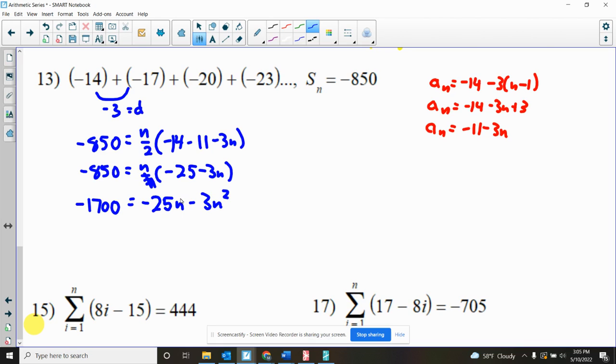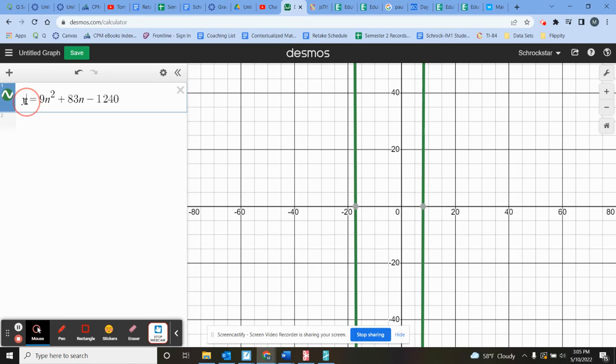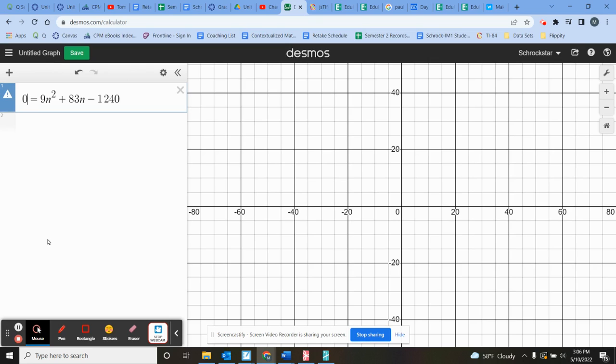Quadratic equation, want to solve it again. I'm going to use graphing again because the numbers are big and I don't have that kind of time. So I'm going to add things over to the left side just to keep my n squareds positive. So 3n squared plus 25n minus 1,700 equals 0. Now I told you before that I put y equals instead of 0 equals. You can put 0 equals, and you're not even going to see much difference here. I take that back. I guess you are.